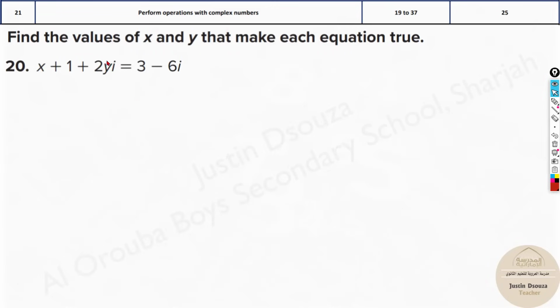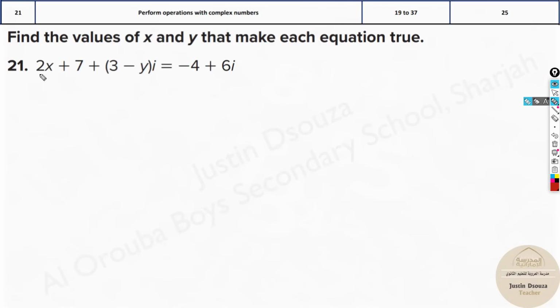Now over here, the imaginary part is 2y and minus 6. All the terms without the i are the real part. x plus 1 on the left side and 3 on the right side. You can easily solve it. Solve this one as well.